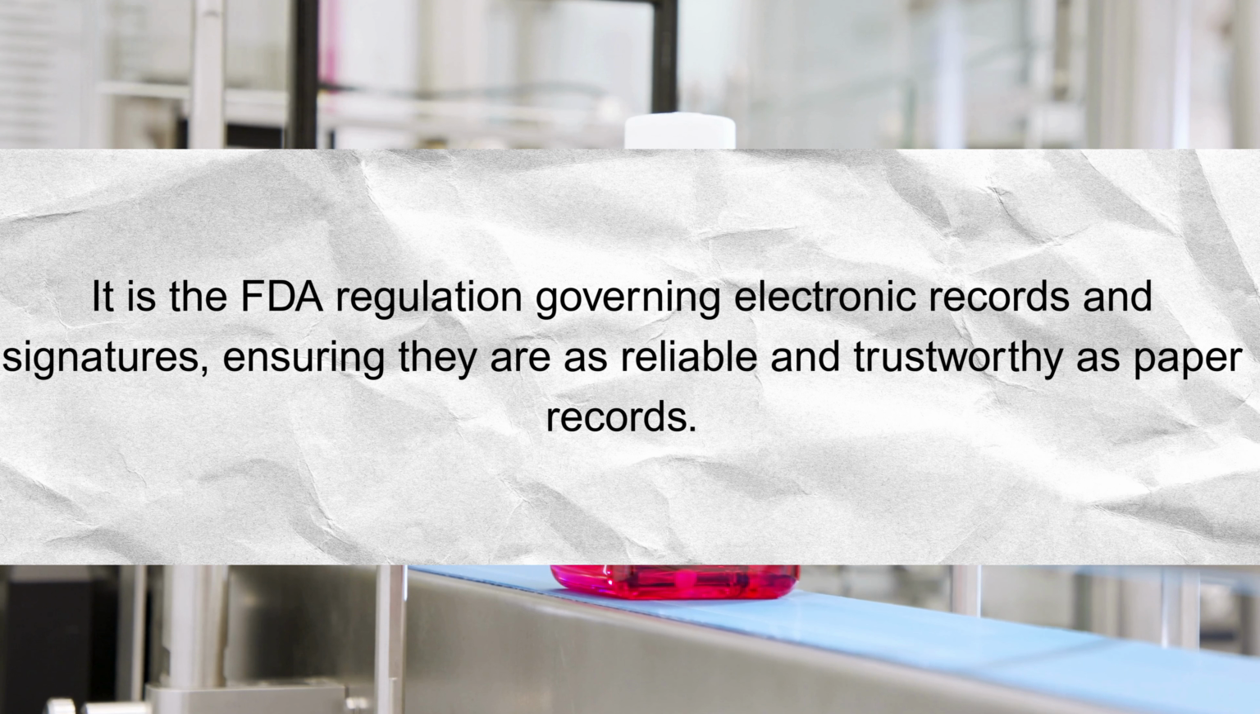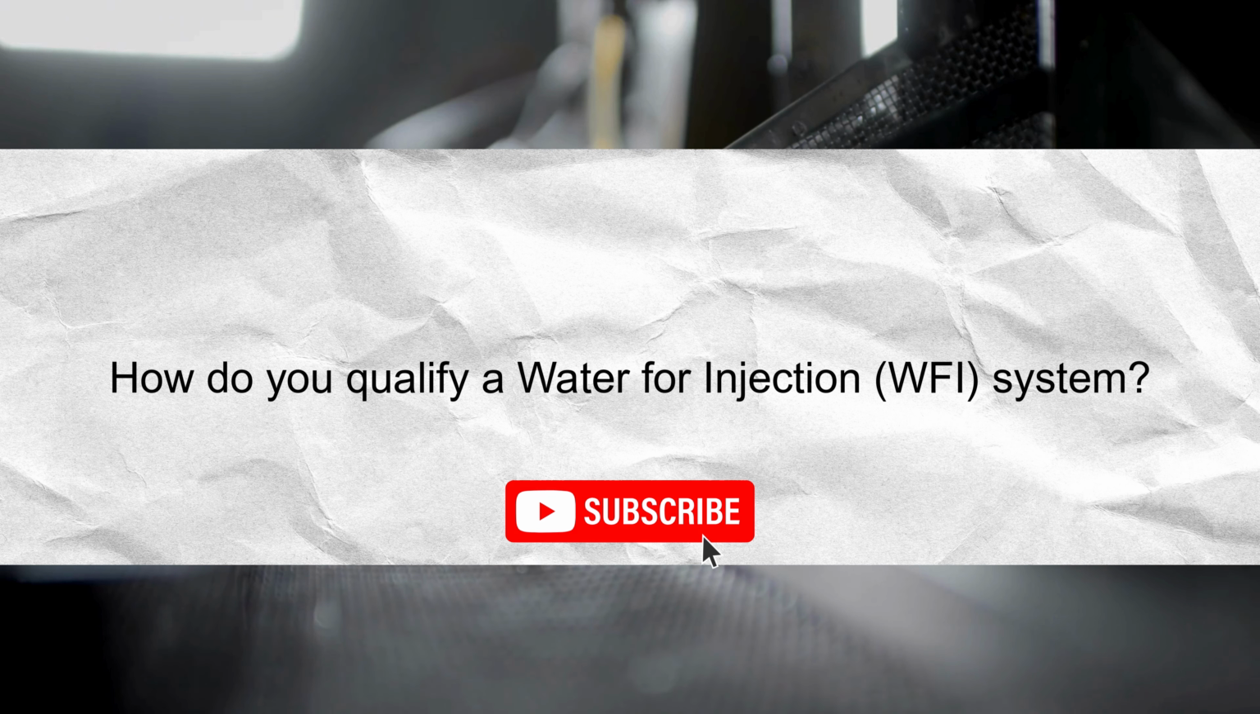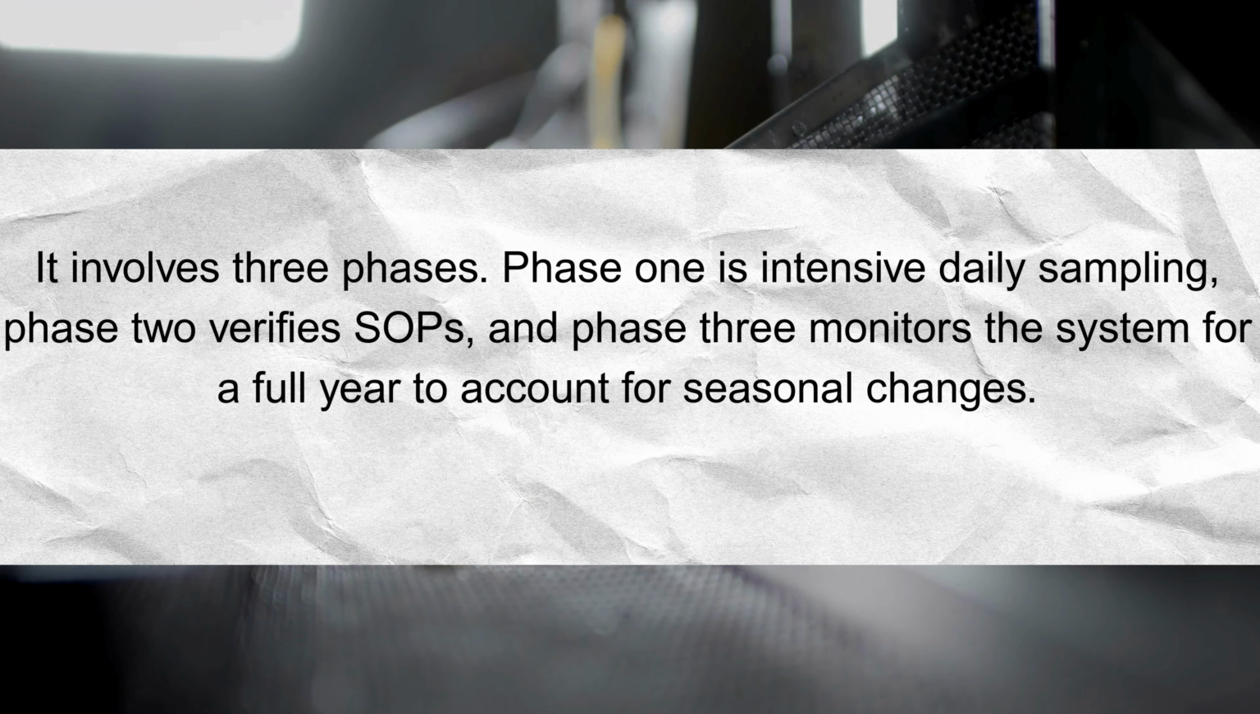Number 11. How do you qualify a water for injection system? Qualifying a WFI system is a long-term process usually divided into 3 phases. Phase 1 involves intensive daily sampling for 2 to 4 weeks to establish the initial operating parameters. Phase 2 continues daily sampling to demonstrate that the system consistently produces water of the required quality when following standard operating procedures. Phase 3 lasts for a full year to monitor the system for seasonal variations and long-term stability.